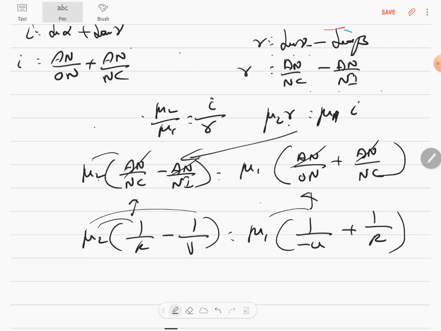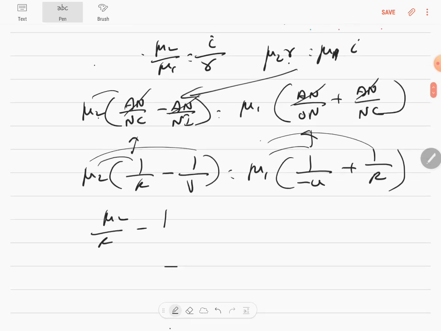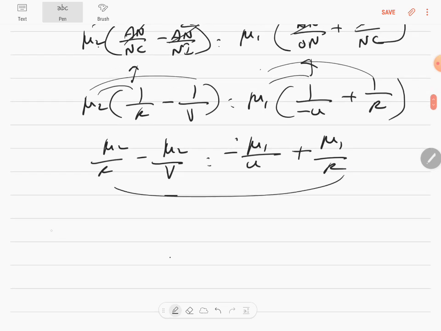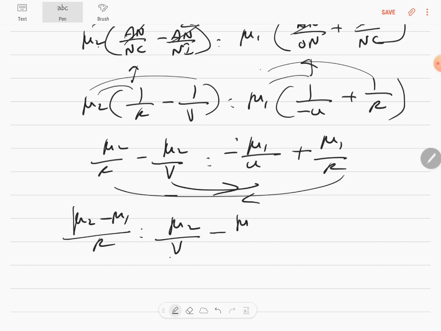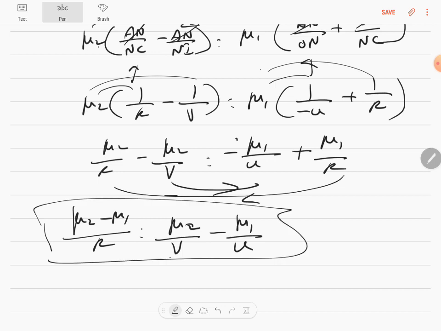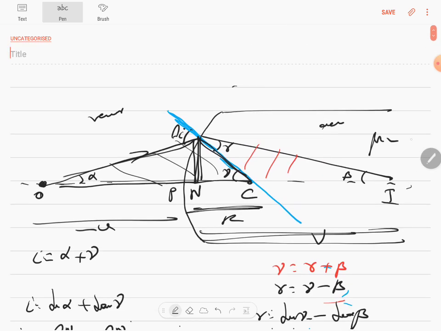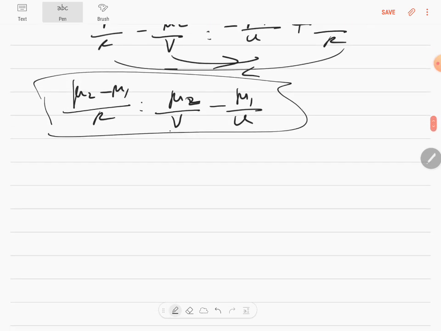Taking it inside, mu 2 by R minus mu 2 by V is equal to minus mu 1 by U plus mu 1 by R. Consolidating R and R, you get 1 by R into mu 2 minus mu 1. So we'll write mu 2 minus mu 1 by R. Therefore, you take this to the other side, which gives mu 2 by V minus mu 1 by U. And you have to learn this formula by heart. The refractive index mu 2 is of the second medium, that's where your image is. So mu 2 by V minus mu 1 by U is equal to mu 2 minus mu 1 by R. And this is your first understanding.